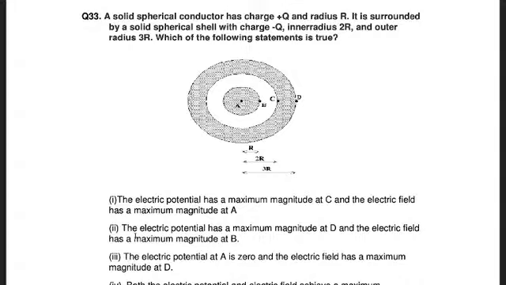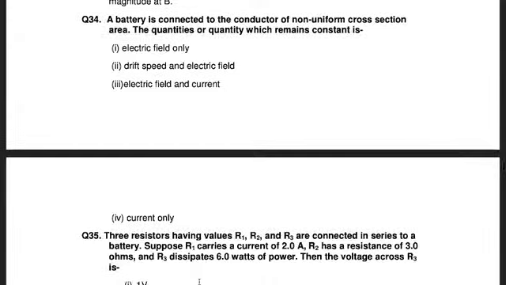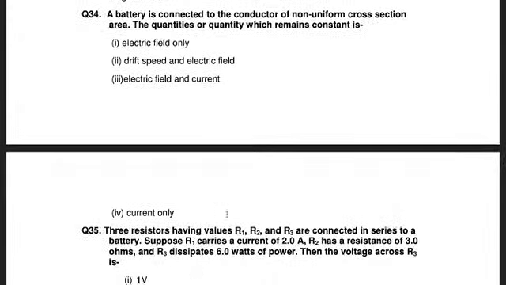Correct. The answer is option 4, both the electric potential and electric field achieve the maximum magnitude at B. Question number 34. A battery is connected to a conductor of non-uniform cross-section area. The quantity which remains constant is option 1, electric field only; option 2, drift speed and electric field; option 3, electric field and current; option 4, current only. Correct. The answer is option 4, current only.